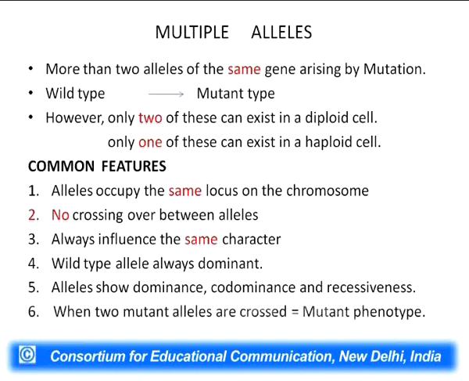In evolution, the wild type of gene would have given rise to a mutant type, but then it is very logical to assume that whether we have 3 or 4 or many alternatives, that is alleles of the same gene, only 2 of them would exist in a diploid cell and only one of these can exist in a haploid cell. Now, this particular aspect is a little tricky to explain.